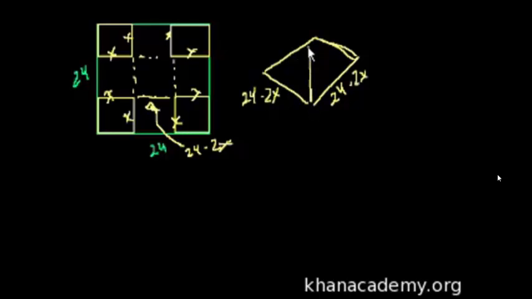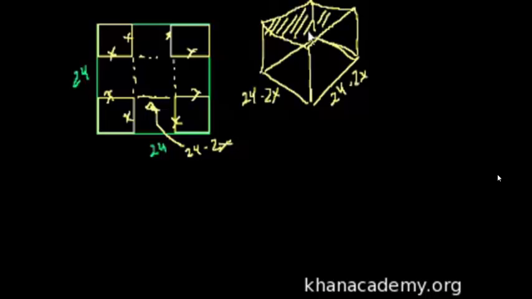So let me draw the sides of it. It's open, which means it doesn't have a top to it. So we have an opening here, so you can kind of see the inside of the box. And what is this height? Well, when you fold these flaps up, the height is x.